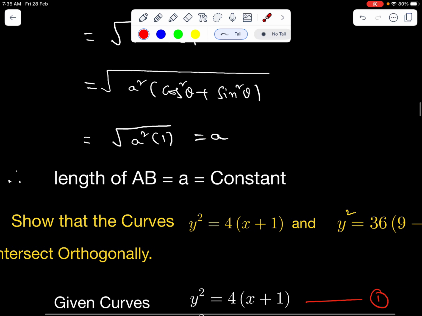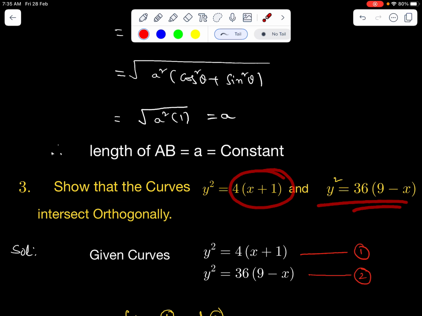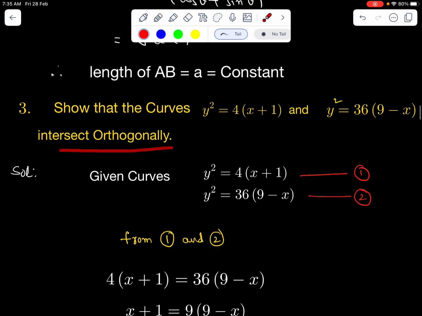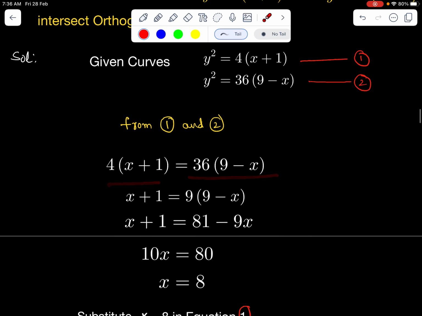Okay. Next, third sum. Show that the curves y square equal to 4 into x plus 1, y square equal to 36 into 9 minus x intersect orthogonally. First of all, given these two are two curves, equation 1 and equation 2. You can observe this is the y square, this is the y square. Therefore, comparing these two, 4 into x plus 1 equals 36 into 9 minus x. Therefore, 4 1s are 4 9s. Therefore, x is equal to 8.